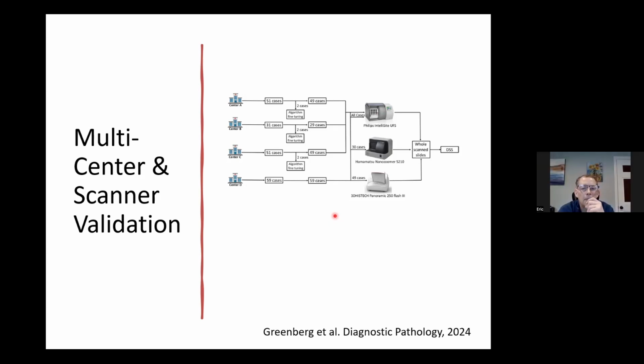Okay. And so in this case, we should look at on the far left, there are 51 cases from Center A, 31 from Center B, 51 from Center C, and 59 from Center D, right? Yes. How do those relate to the 95 cases you referred to at the beginning?